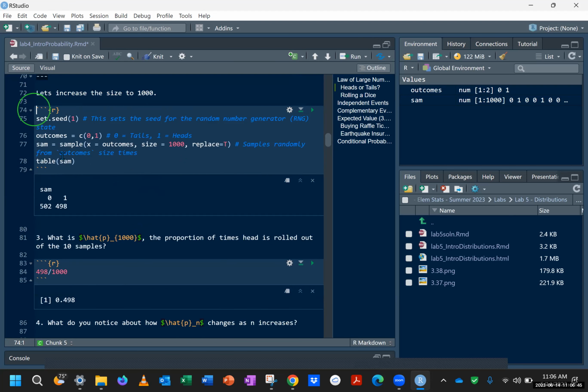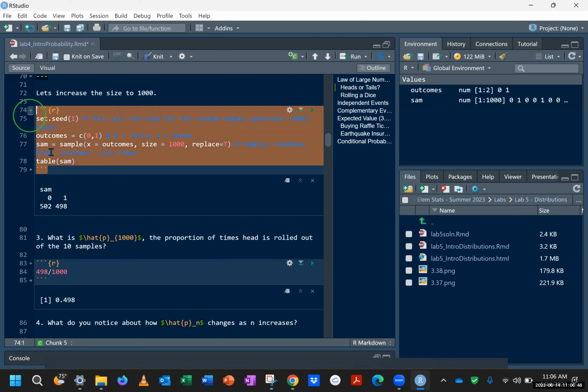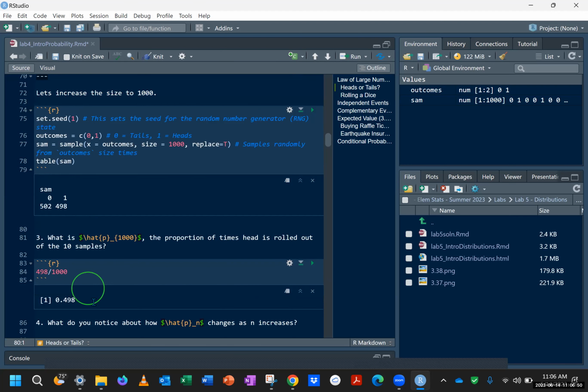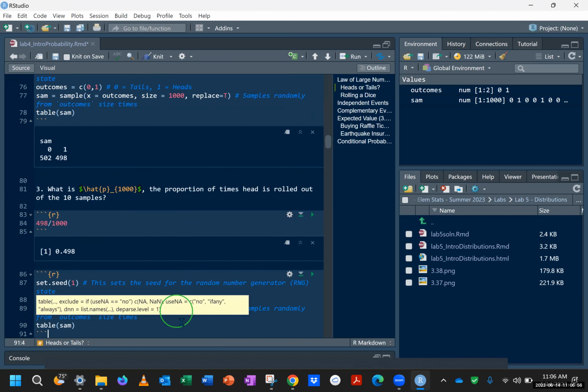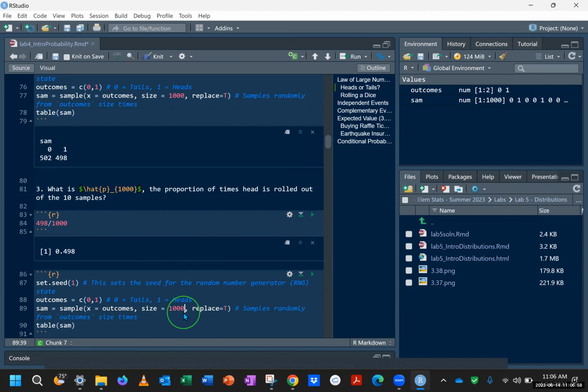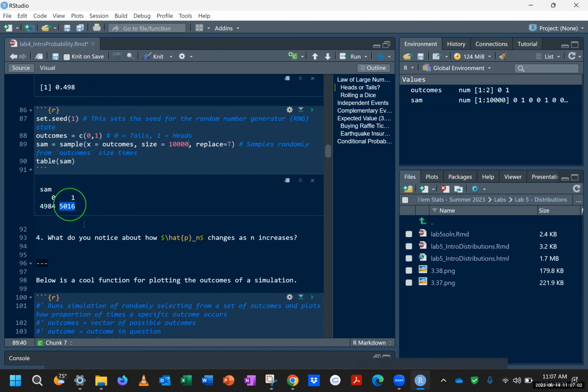This is just optional, but I want to illustrate this to you. I'll copy this code and say, what if I do it with 10,000? If I do it with 10,000, I get 5,016.